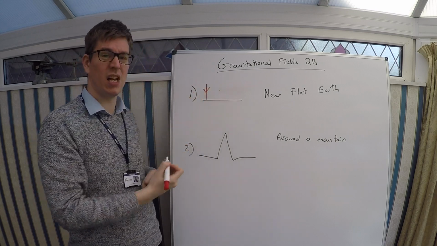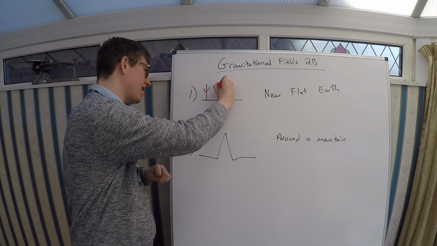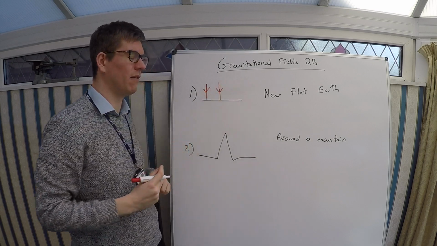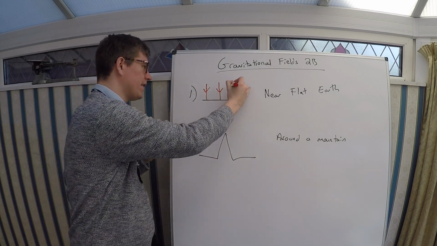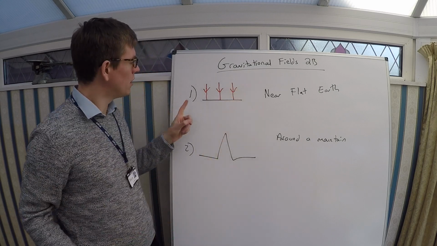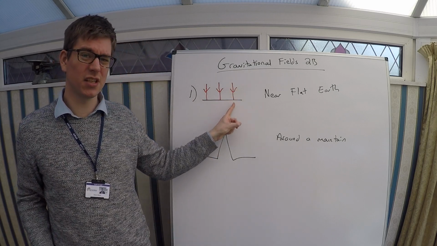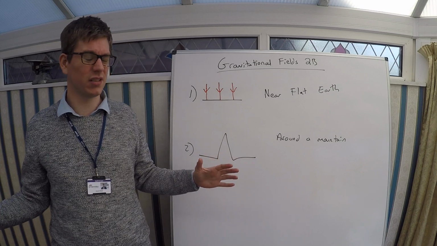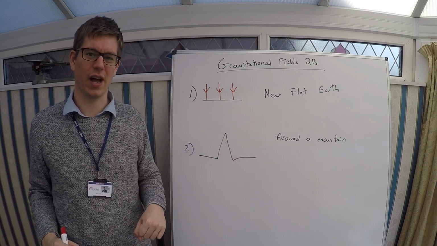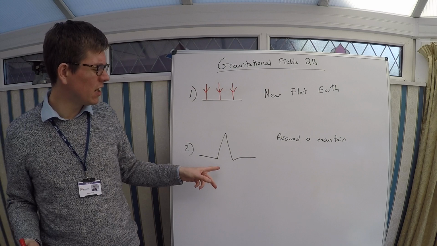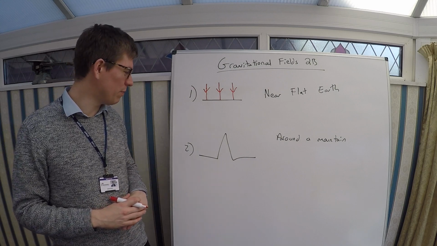If you're a mass here, where are you going to be pulled? Exactly the same, straight down. Where are you going to be here? Straight down. We want them equally spaced because we're assuming the gravitational field strength is similar, and that's how we draw that. Simple.